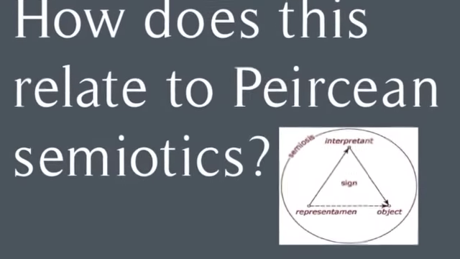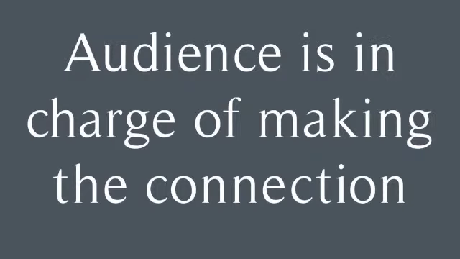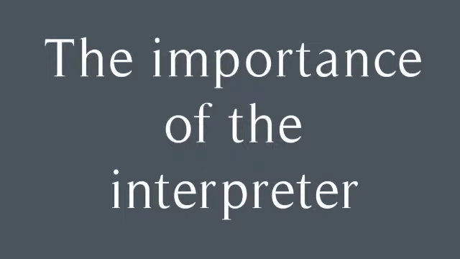So how does this relate to Peircean semiotics? Icons act as the representative, which refers to an object. Audiences produce an interpretant from viewing the icon, and the icon is a sign as a result. Audience is in charge of making the connection between the icon and what it's supposed to signify. The interpreter is very important when it comes to icons because icons can mean very different things depending on who the interpreter is. Very few icons are universally understood. What may be an electrical sign to some may be a Harry Potter sign to others.